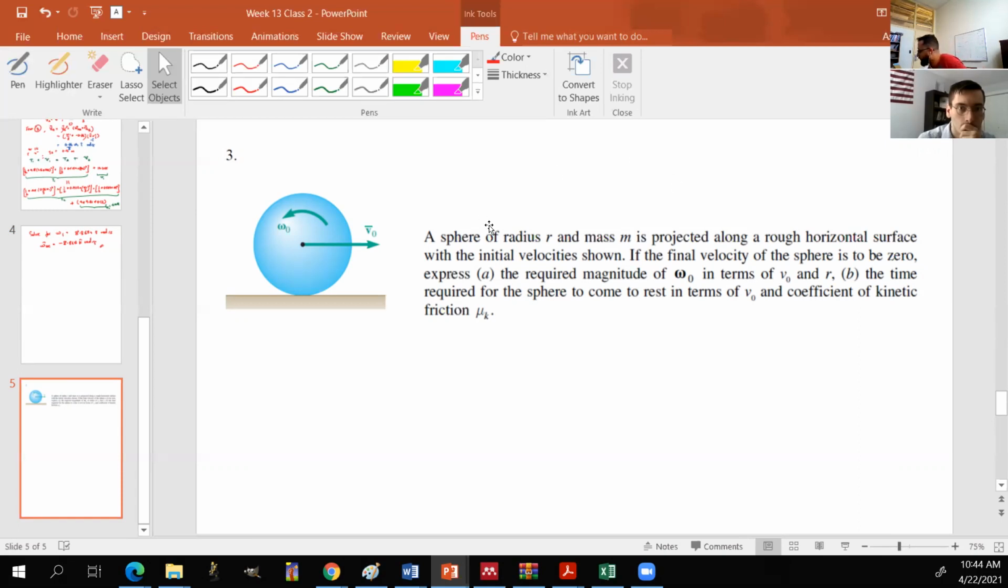So you basically have a sphere of radius r and mass m that is projected along a rough horizontal surface, right? So there's no slip here. There's friction over here. And you're saying that if the final velocity of the sphere is to be 0, so basically it's not rotating or translating, you're asked to find out what omega naught is in terms of v naught and your radius r. You're also asked to find out the amount of time it's going to take for the sphere to come to rest in terms of v naught and the coefficient of kinetic friction, mu k.